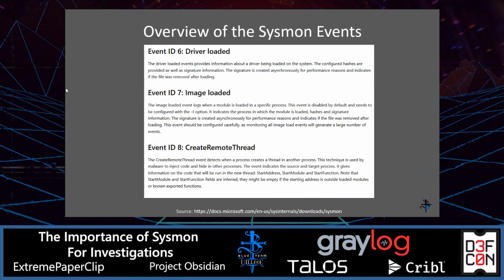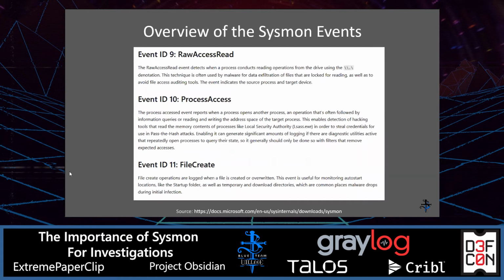Event ID 7 is image loaded. Now, think of an image, not like a picture. In the world of Sysmon, an image is basically an executable. Event ID 8 is create remote thread. Event ID 9, raw access read. Event ID 10, process access. Now, event ID 10 can be very useful, for example, at finding evidence of Mimikatz.